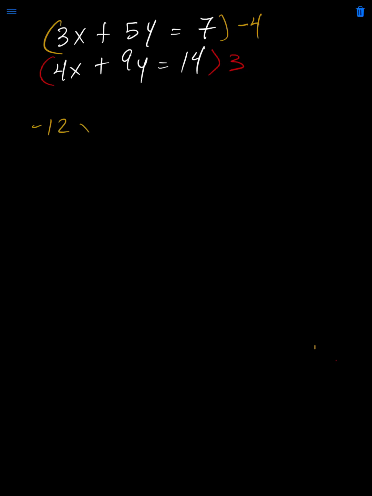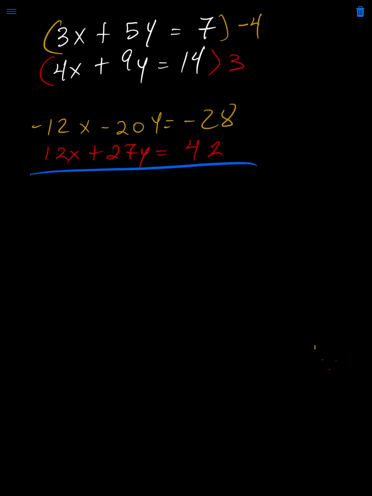So when I do that, and remember I'm trying to eliminate either the x or the y, I'm going to have -12x minus 20y equals -28 for the whole top. For the bottom, I'm going to have 12x plus 27y equals 42. I go ahead and combine both sides.